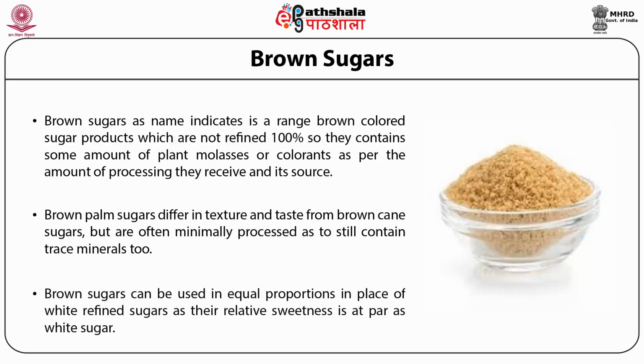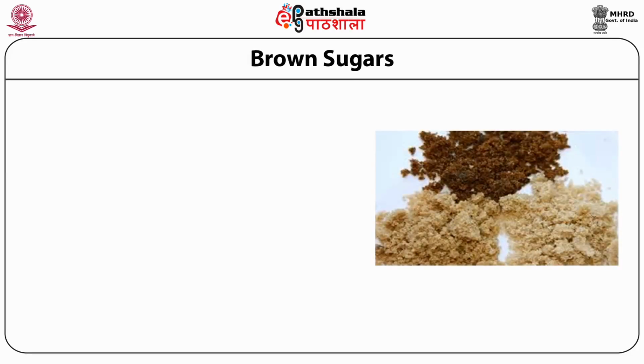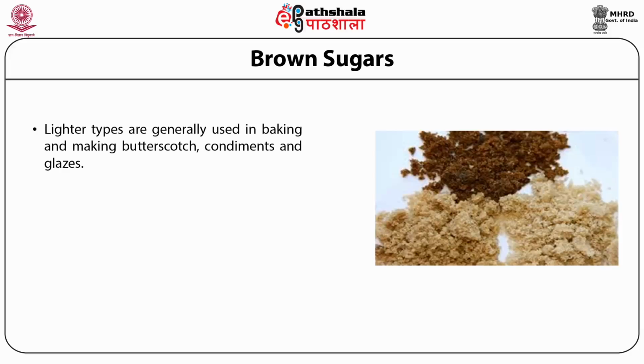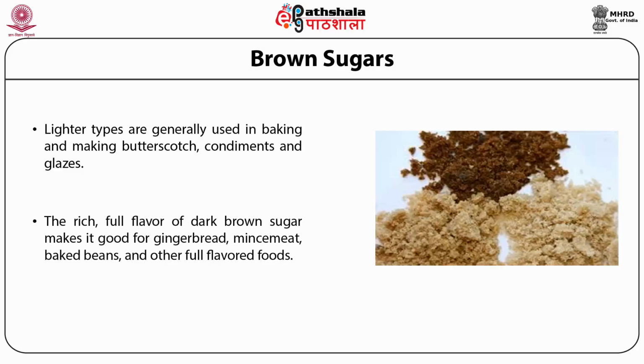Brown sugars can be used in equal proportion in place of white refined sugars as their relative sweetness is at par with white sugar. Dear students, you can obtain different types of brown sugars which vary in color. The lighter types are generally used in baking and making butterscotch, condiments and glazes. The rich full flavor of dark brown sugar makes it good for gingerbread, mincemeat, baked beans and other full flavored foods. So brown sugar is a versatile type of sugar group which can be used in a wide range of sweet products.